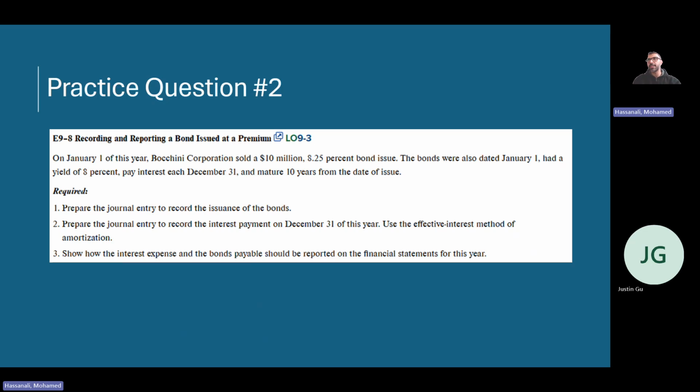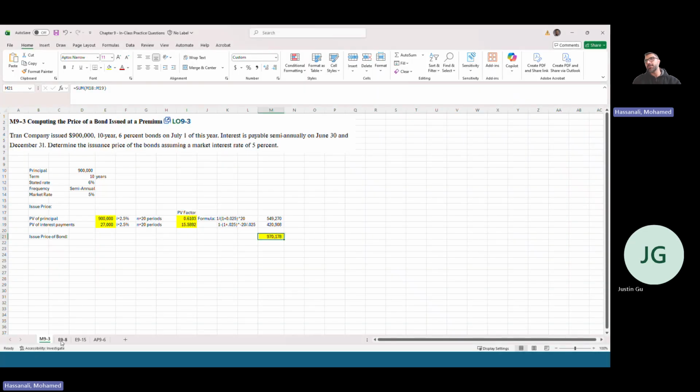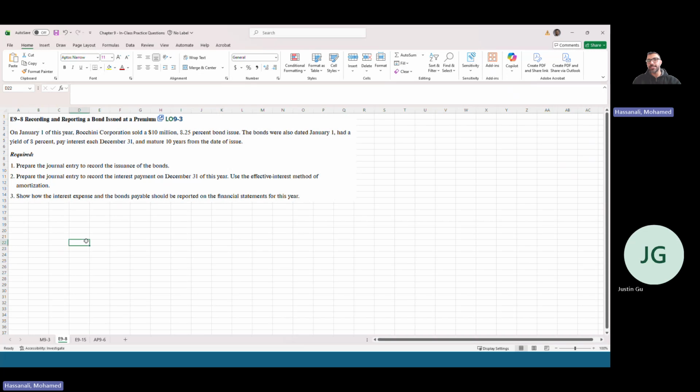So this is recording, what is this, E9-8. This time, hopefully, we will not need to use the formula. We could just use the present value table. So let me pull it up in Excel. Here we go. So E9-8.